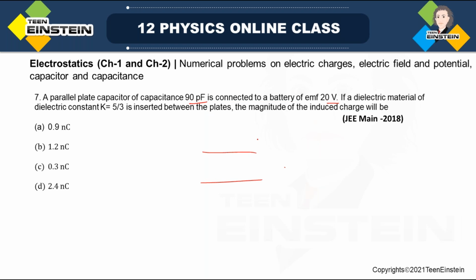So there is a parallel plate capacitor. In a parallel plate capacitor, one plate has to be positively charged and the other plate has to be negatively charged, so it will act as a parallel plate capacitor. And in between these two plates there could be air, or there could be some dielectric material.